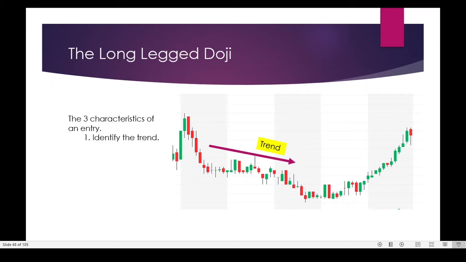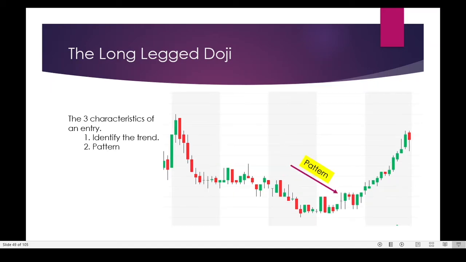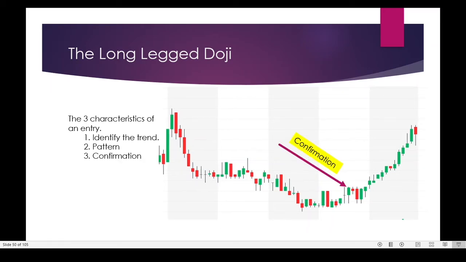Let's take a look. Again, there are three characteristics that we like to search for before making an entry. First, we like to identify a trend. As we can see, it's trending down. Next, we like to identify the pattern. We see the long-legged Doji. And then next we search for confirmation, the bullish candle following the long-legged Doji.